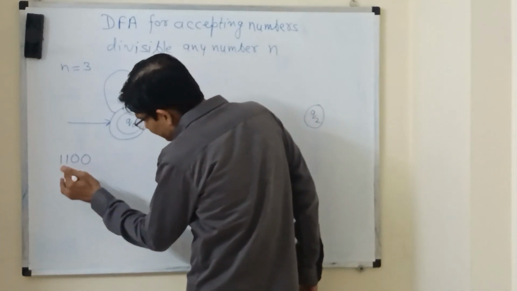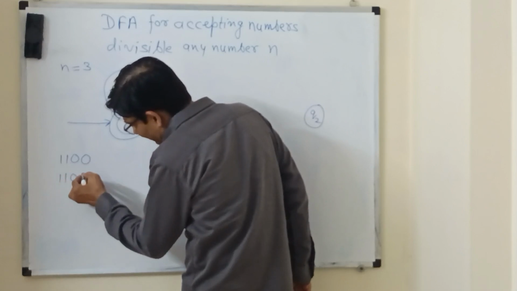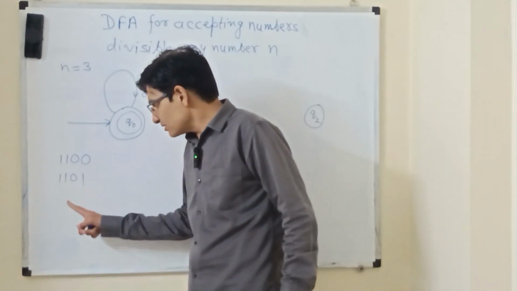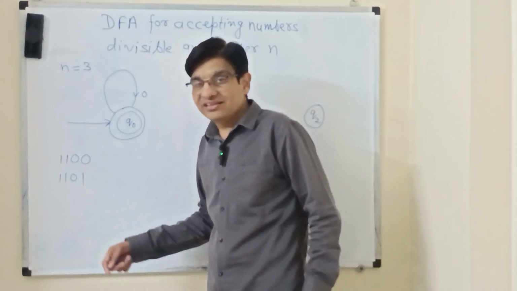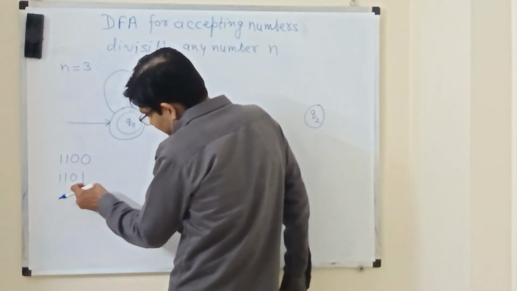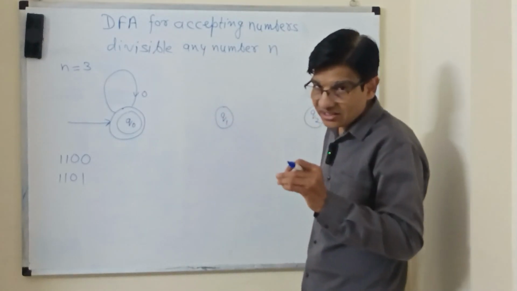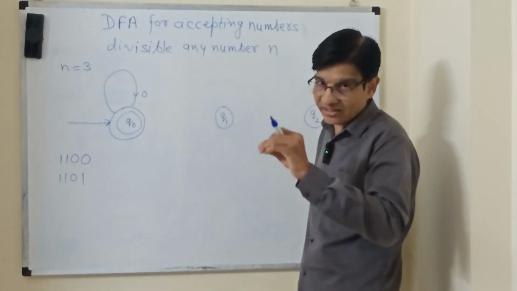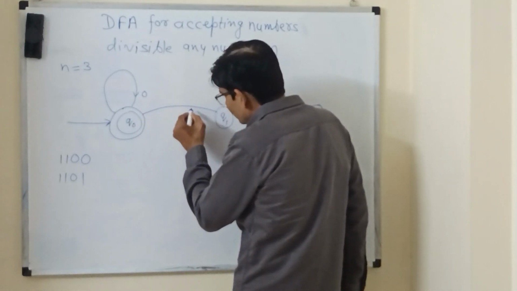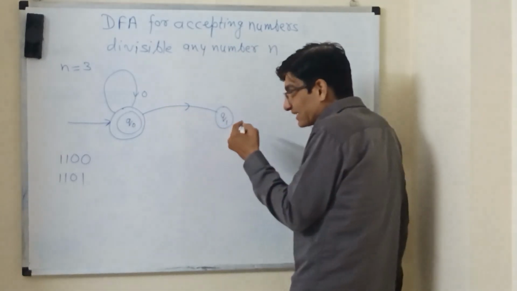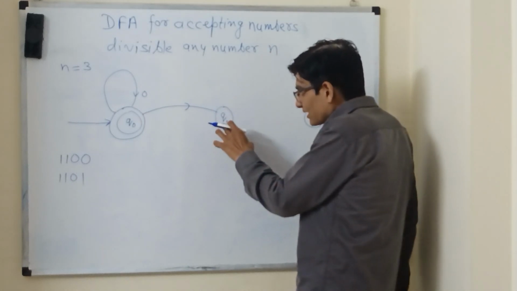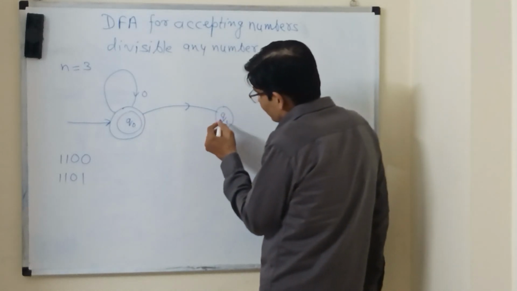Now again, on number 6 we are applying 1. So it is becoming 13. Now 13 gives remainder 1 after dividing by 3. So on applying 1, we will reach this state, because we are getting remainder 1. So we will move to the state representing remainder 1.